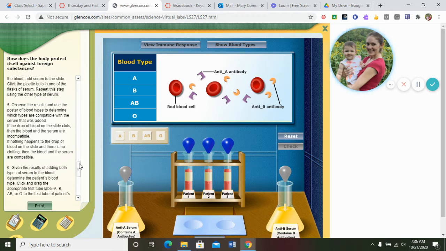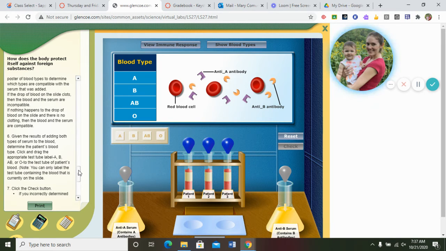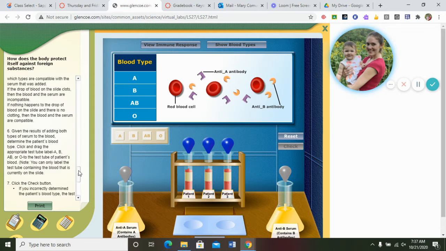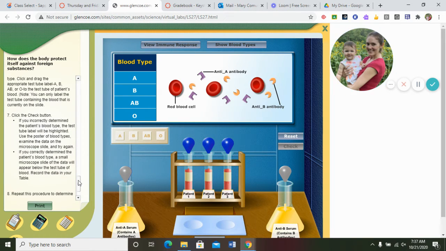Given the results of adding both types of serum to the blood, determine the patient's blood type. Click and drag the appropriate test tube labels, so these are the test tube labels right here, A, B, AB, or O, to the test tube of the patient's blood. Note, you can only label the test tube containing the blood that is currently on the slide. Click the check button. If you incorrectly determined the patient's blood type, the test tube label will be highlighted. Use the poster of blood types, examine the data on the microscope slide, and try again.